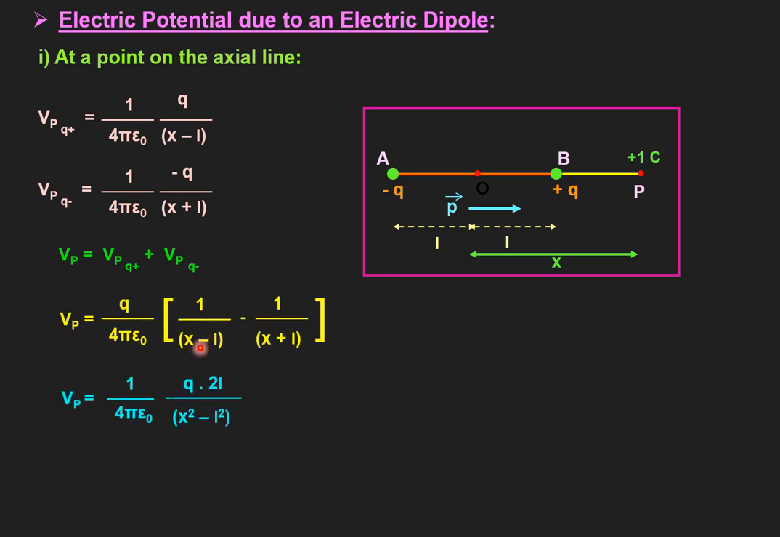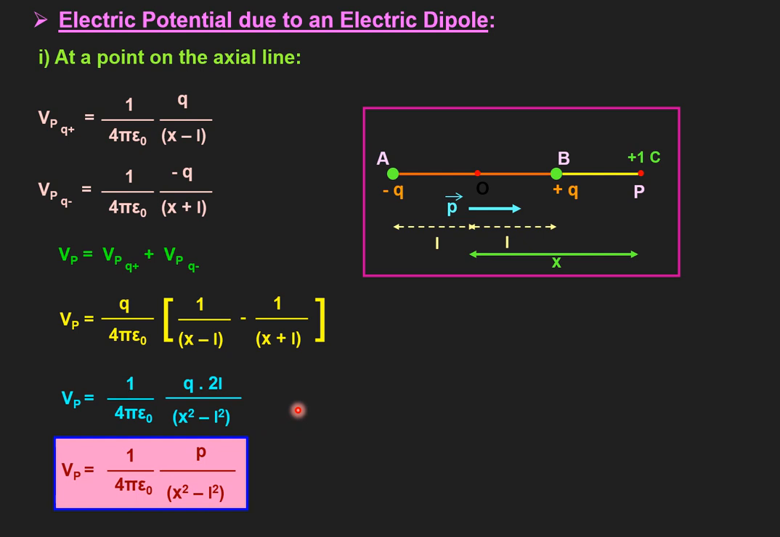It will be Q into 2L. 2L is simply the separation between the point charges, divided by 4 pi epsilon naught (x square minus L square). We know that charge into the separation between the two point charges is known as the electric dipole moment. So V at P, lying on the axial line due to an electric dipole, is P divided by 4 pi epsilon naught (x square minus L square). This is the expression we have got.